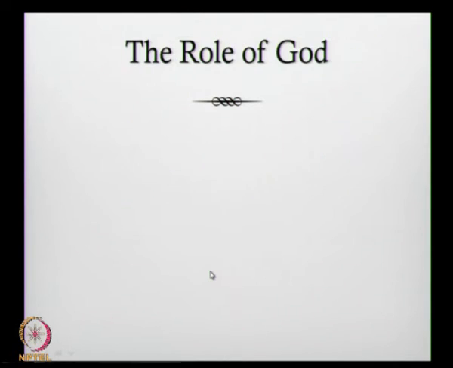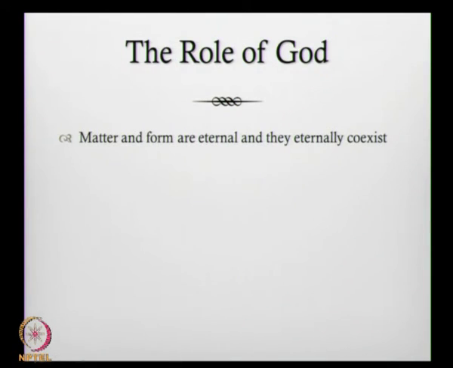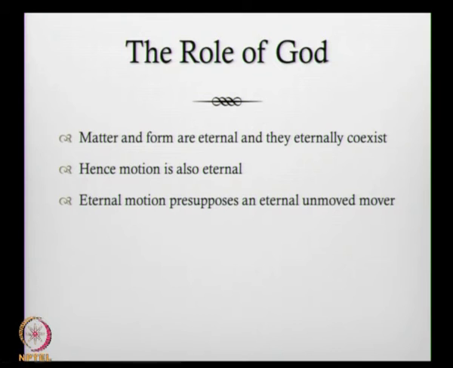So, eternal matter is potentiality, eternal form is actuality, and eternal motion presupposes eternal unmoved mover, which is God. Now, matter and form are eternal, as I have already mentioned, and they eternally coexist. This is something which we discussed in the previous lecture in a very detailed manner. Since they are eternal, and since they eternally coexist, motion is also eternal. Eternal motion presupposes an eternal unmoved mover, which is God.